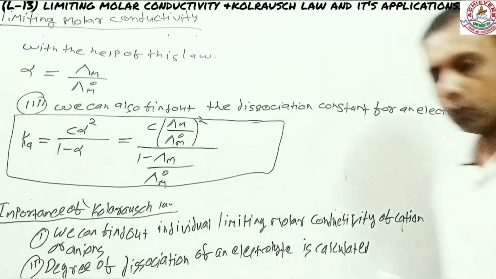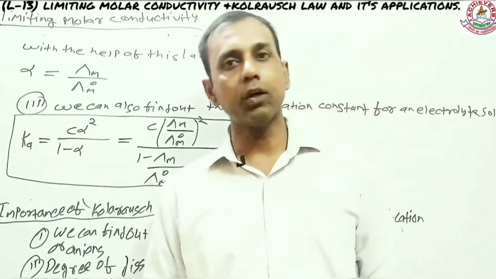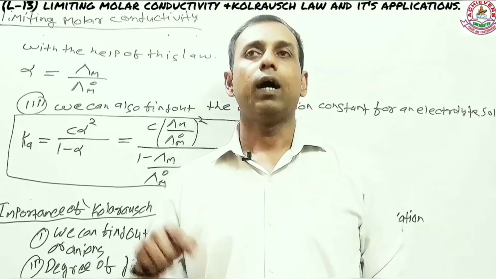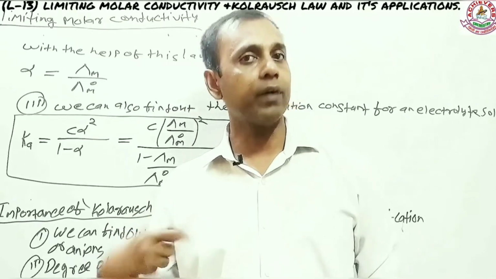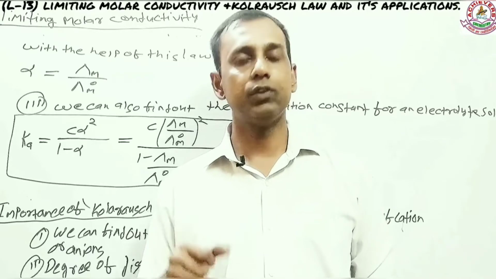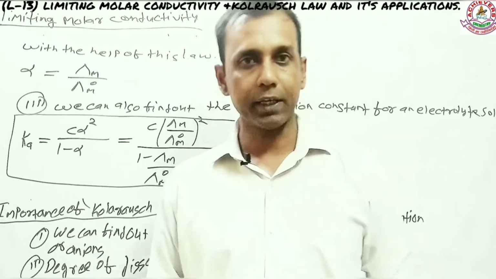Okay. So I said on infinite dilution, the conductivity of an electrolyte solution is called limiting molar conductivity. And what does infinite dilution mean? That the concentration of electrolyte approaches almost zero. And then there is a law, Kohlrausch law, I came to.